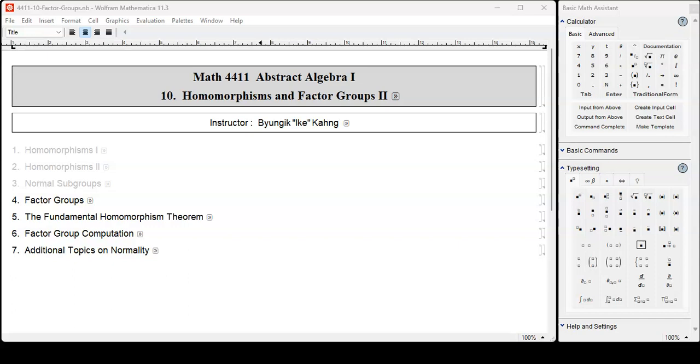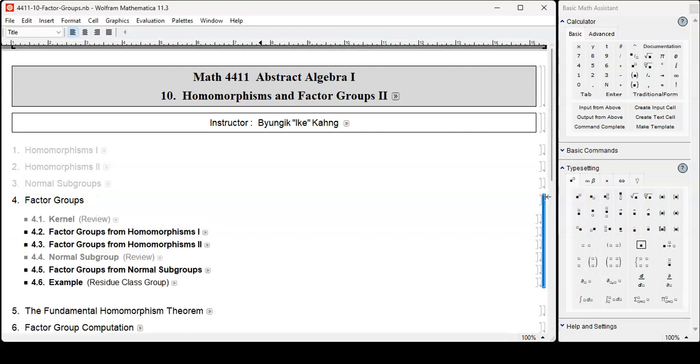Hello students, welcome back. We just completed section 4. But before going over to section 5, let's have a brief recap here.